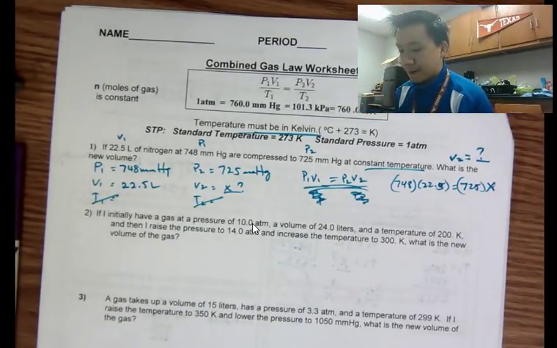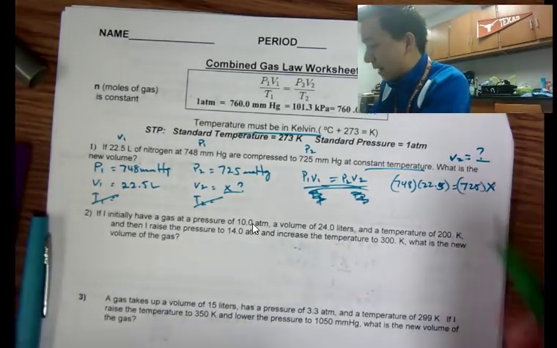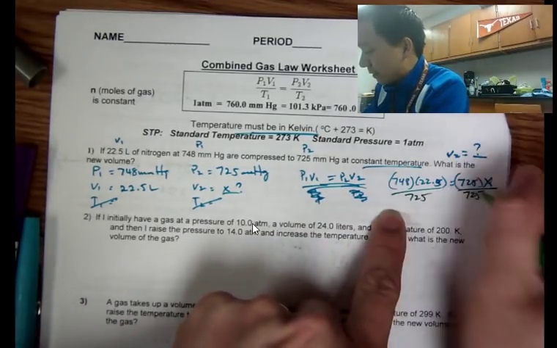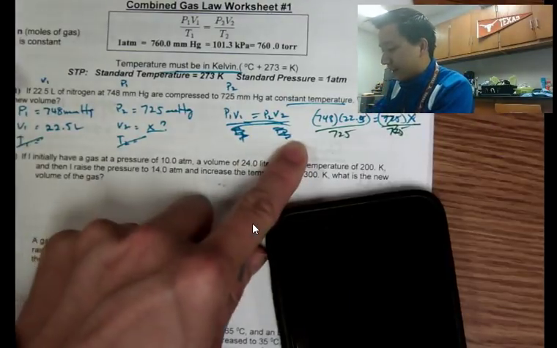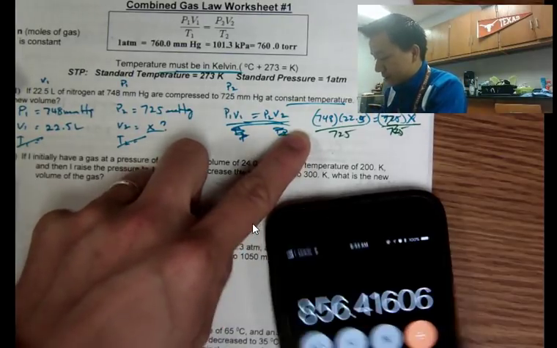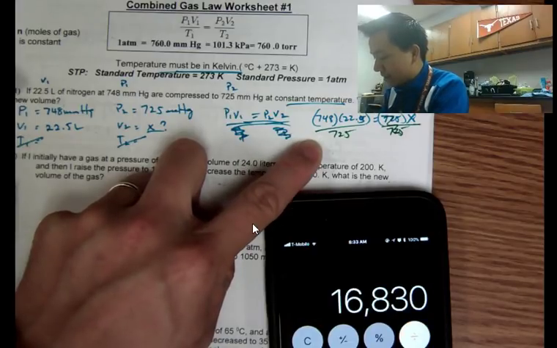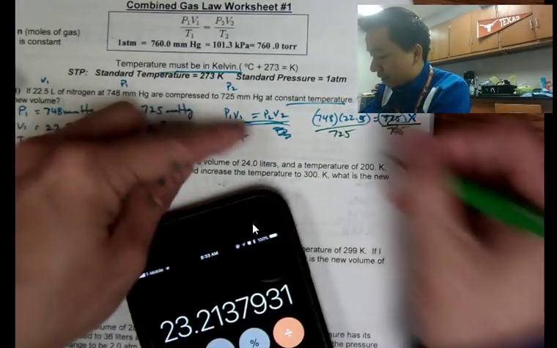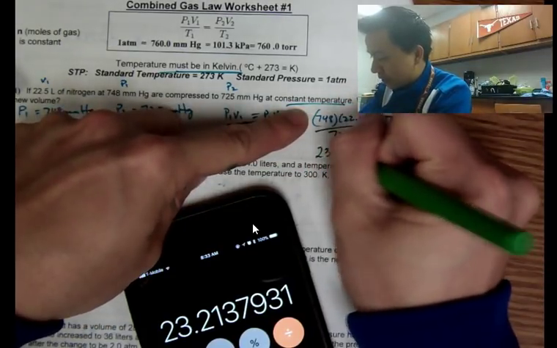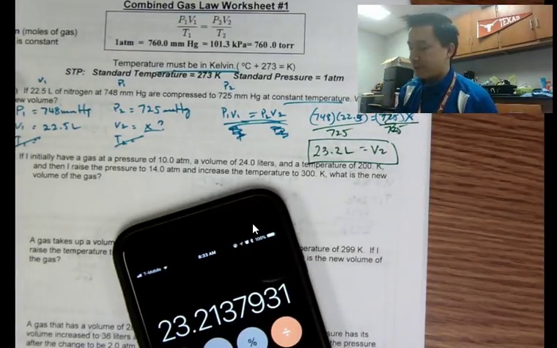What do I do with that to get my X? I divide both sides by whatever's with X, 725. I divide that and I will get my handy dandy answer. My calculator. Here it is. 748 times 22.5 divided by 725. And my new volume, V2, is equal to 23.2 liters. And that is beautiful. 23.2 liters.